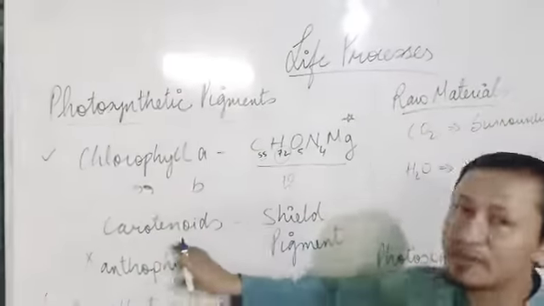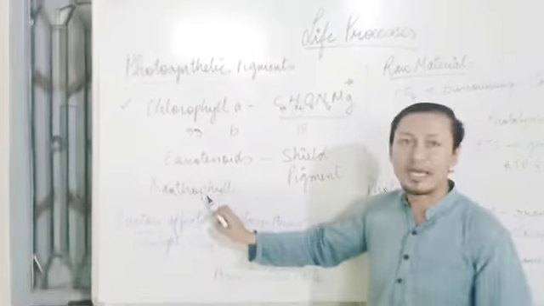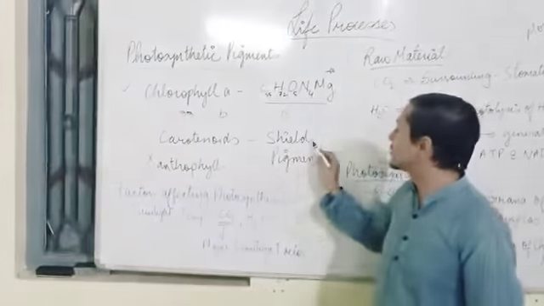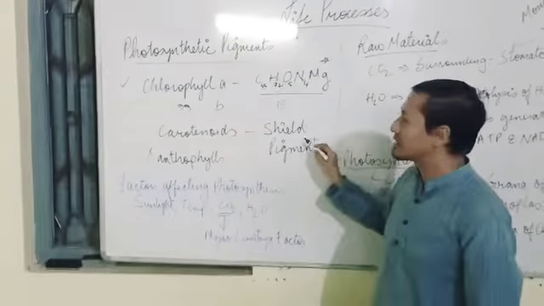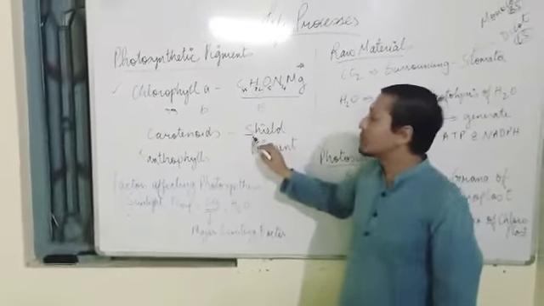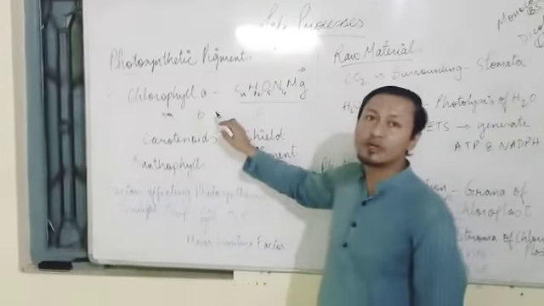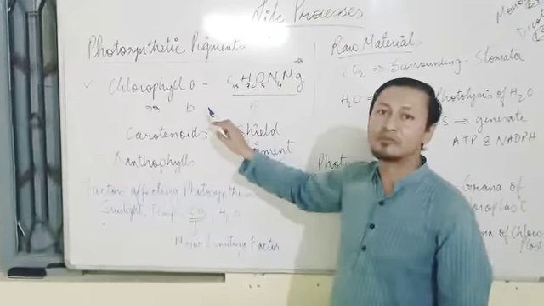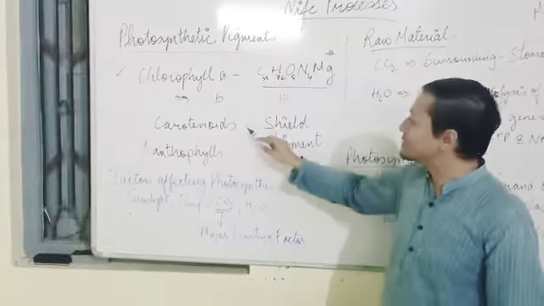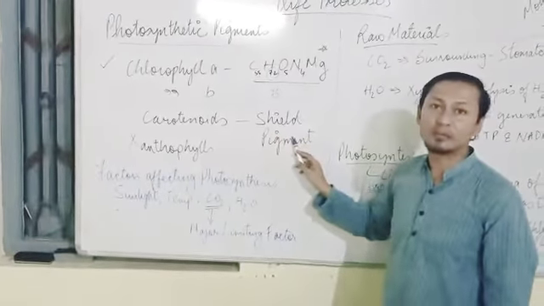Apart from that, we have other pigments like carotenoids and xanthophylls. Now carotenoids are known as the shield pigment. That means this pigment will protect the chlorophyll from excessive damage because of solar radiation. So that's why these pigments are known as the shield pigment.